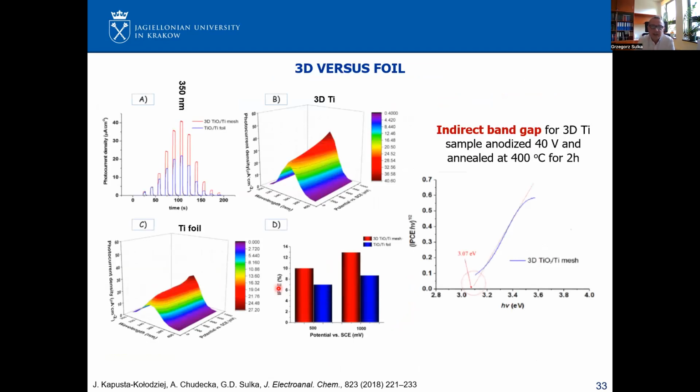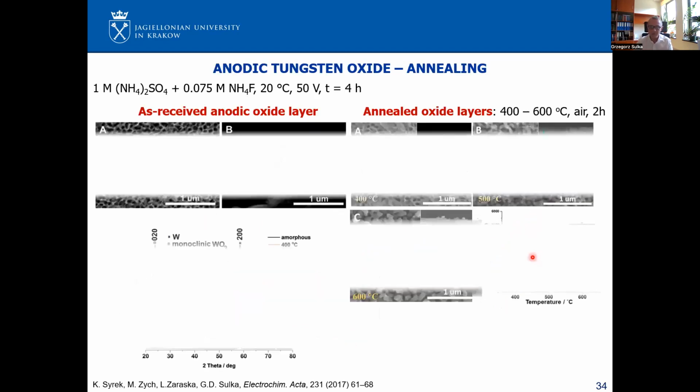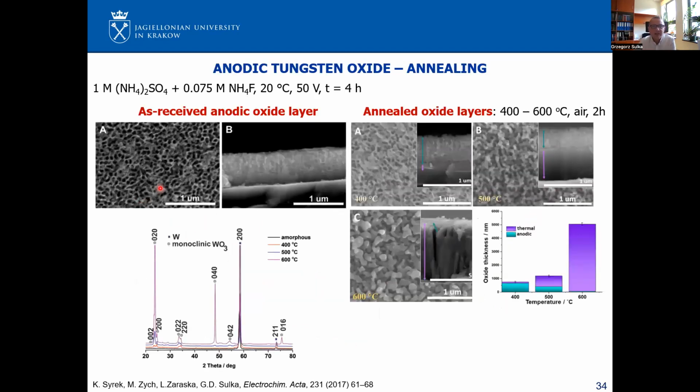And the third approach to boost photoelectrochemical properties was using a three-dimensional substrate, and we studied titanium mesh as a substrate, and also a titanium plate. The red curve is for the mesh, the blue one is for the foil. And as you can see, the quantum efficiency was also the best for the three-dimensional substrate. The band gap was similar for both substrates. Let's switch to another oxide.